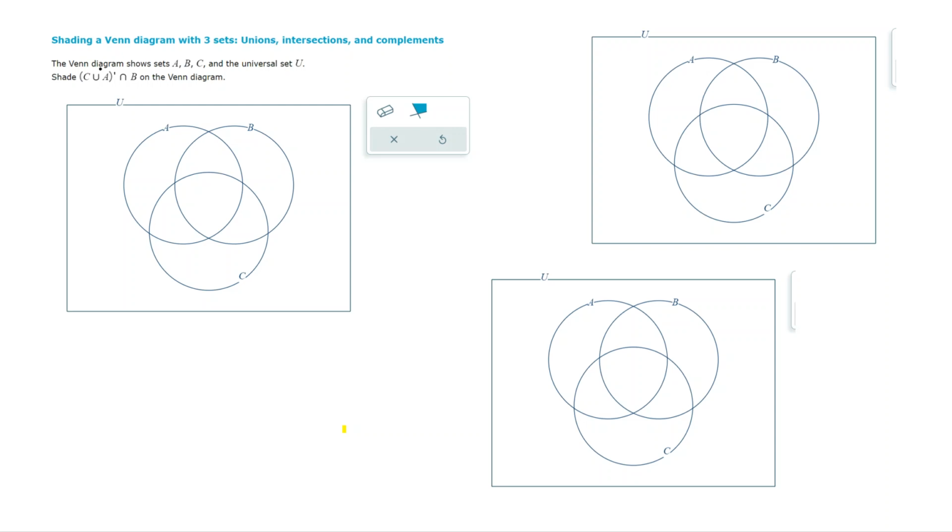So here are the steps I'm going to follow. The first thing I'm going to do is shade in C union A. The second step I'm going to shade in is C union A complement. And the third step I'm going to shade in is C union A complement intersected with B. So I'm doing a step at a time. So let's start off on this.